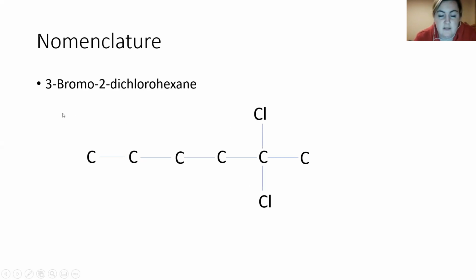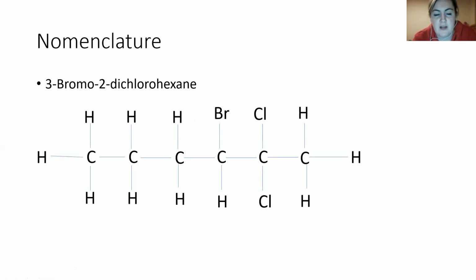The last part then is 3 bromo. So it's telling me there's a bromo group on the 3rd carbon. So again, bromo up here, you can also put it down here, that's fine. I'm just choosing to put it up here. Perfect. So I've got my 2 dichloro and my 3 bromo, and now I just need to throw all these H's on to make up my 3-bromo-2,2-dichlorohexane.